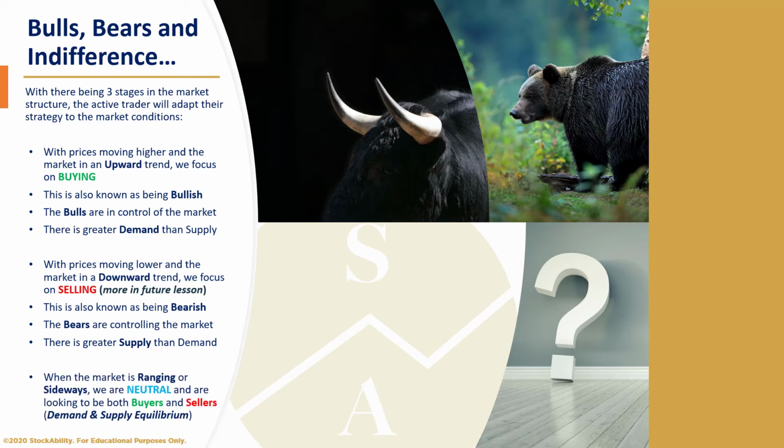If the market's ranging or sideways and we're neutral, we're looking to be both buyers and sellers at key times because we're seeing demand and supply equilibrium. Okay, these are the 3 stages. The term bullish comes from bulls attacking upwards with their horns. Bearish comes from the bears standing up with those large paws and attacking down, if you were just wondering where that little bit of trivia comes from.